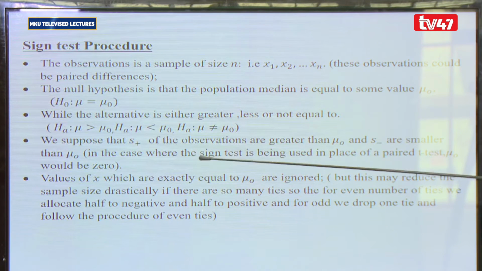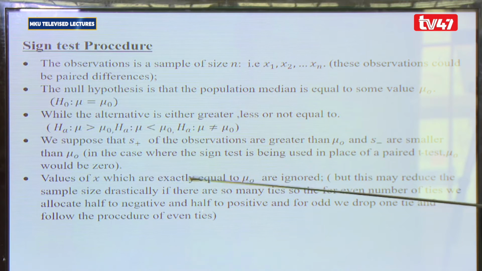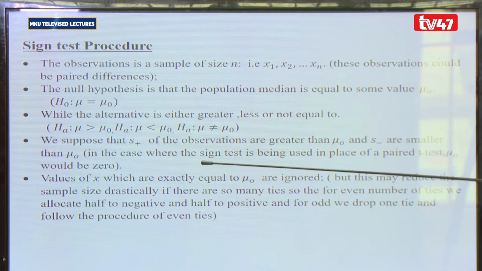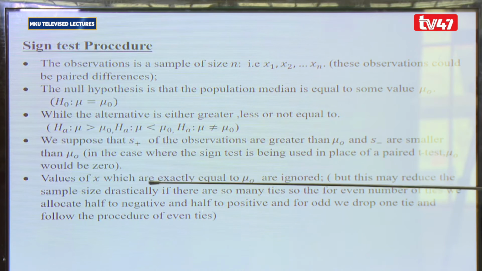In case where the sign test is being used in place of paired t-test, mu naught would be equal to 0. So the median is equal to 0. Values of x which are exactly equal to mu naught are ignored.